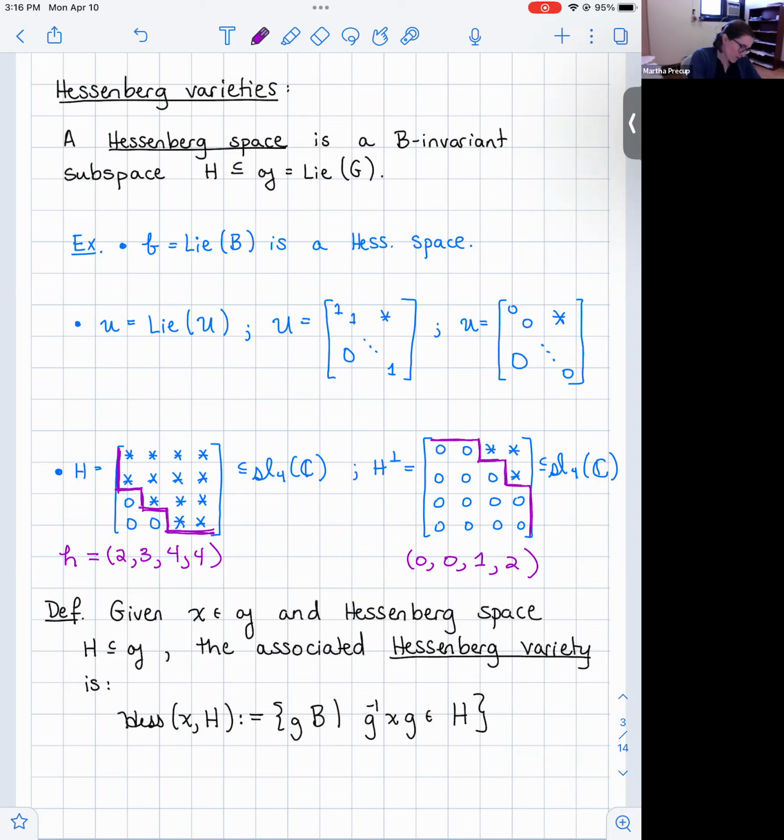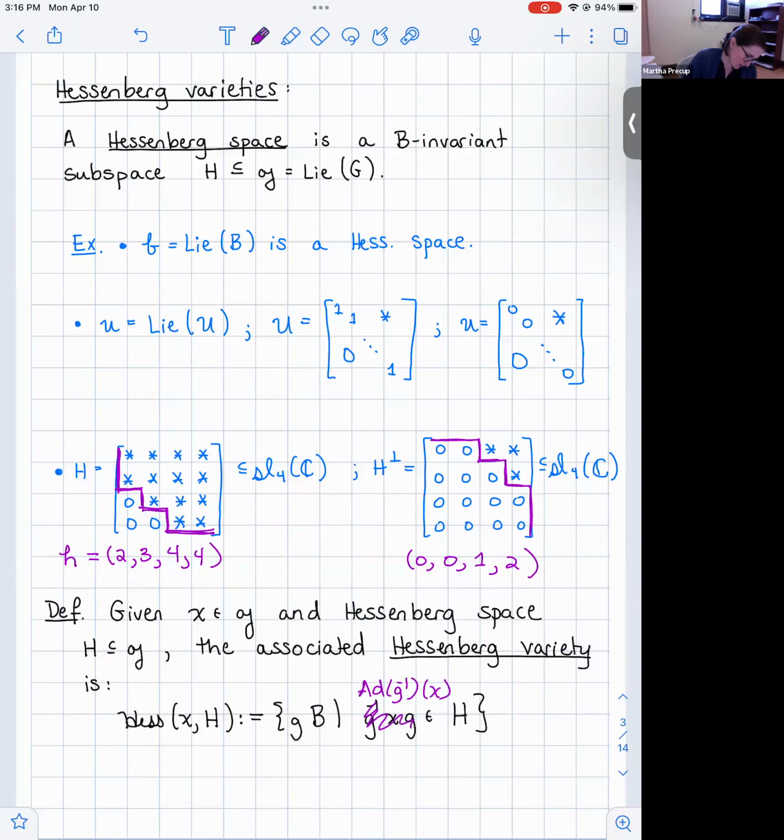Okay, so if I give you the data of a Hessenberg space, and I give you any old element of the Lie algebra, these are the 2 pieces of input data that I need to define a Hessenberg variety. Then my associated Hessenberg variety is just going to be all of those cosets in the flag variety such that G inverse XG, and really maybe I ought to write here the adjoint action of G inverse on X, since I'm getting too used to working with matrix groups, lands back in H. And that's the coset way of writing down the definition.